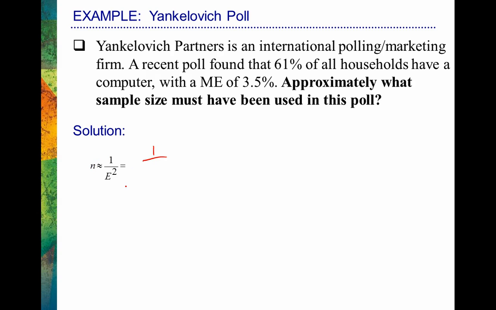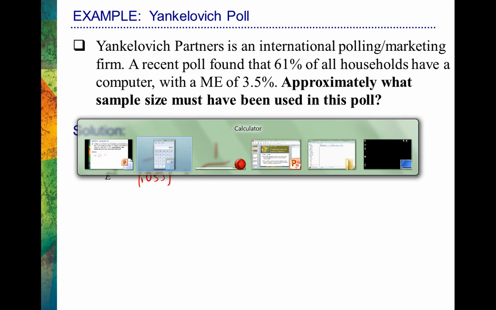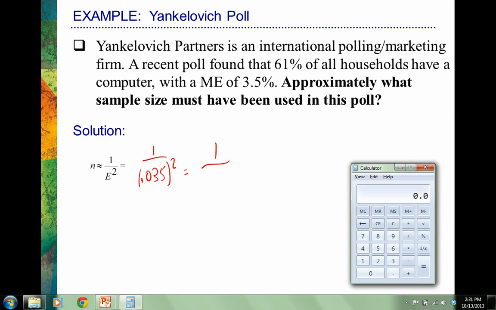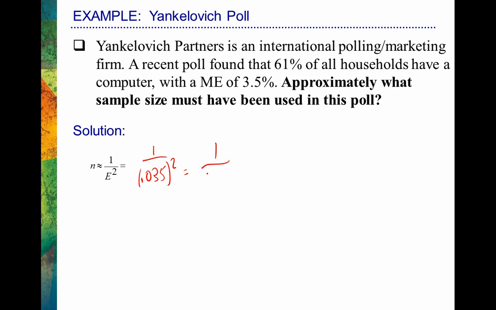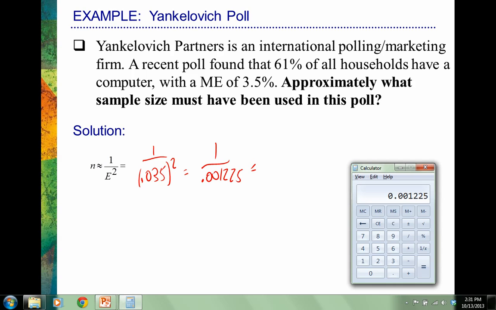So we're going to take 1 and divide by 0.035 squared. All right, let's do the basic math. So we'll take 0.035 and square it by multiplying by 0.035. That equals 0.001225. So we've got this big nasty number. Let's go ahead and just stick that in this particular case, because we will get a much more accurate sample size estimate if we use all those values. 0.001225. Okay.